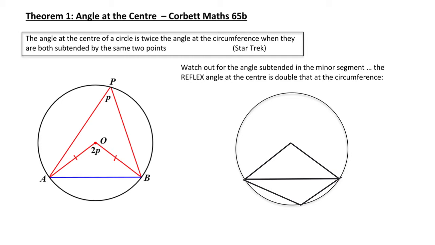So again, we've got the points A and B, and the point P here, this is going to be the angle in the minor segment. Then the corresponding angle at the center is the obtuse angle here, or the reflex angle, so 2P. So we need to be careful with that. It still applies: the angle at the middle is still twice the angle at the circumference.